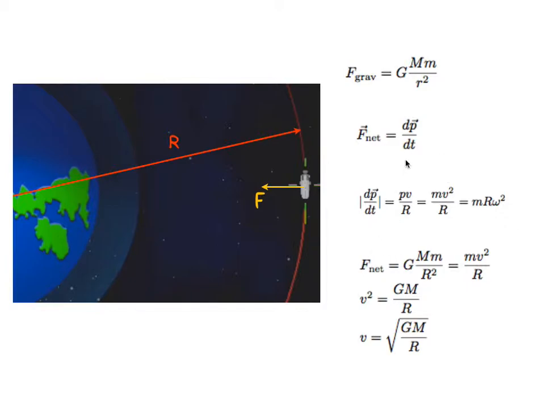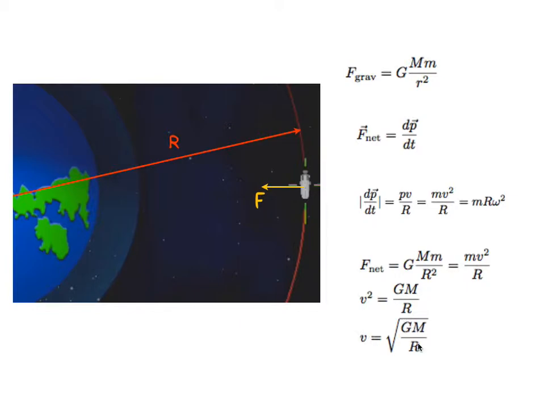Okay, so now if I put this net force due to gravity up here, along with this change in momentum for something moving in a circle, I get the net force is just gravity, G M m over r squared, equals m v squared over r, and I can solve for v. So the first thing you notice is the mass cancels. This little m cancels, so the mass of the spacecraft doesn't matter. And then one of these r's cancels. So I get v squared equals GM over r, or v equals the square root of GM over r.